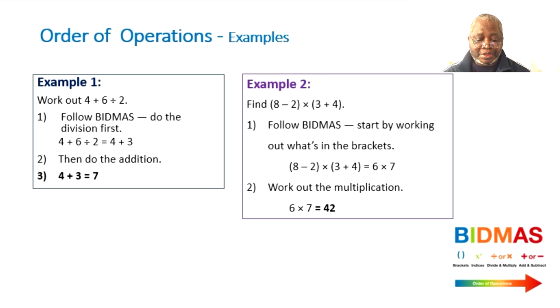The reason why you do the multiplication last in this case is simply because when numbers are in brackets, they should be worked out before being multiplied by any other number outside the brackets. In this case, you have two numbers in brackets: 8 minus 2, which is one expression, times 3 plus 4, which is another expression. So what they're saying is, do the sum in the first brackets, then do the sum in the second brackets before you do your multiplication. So 6 times 7 is 42.